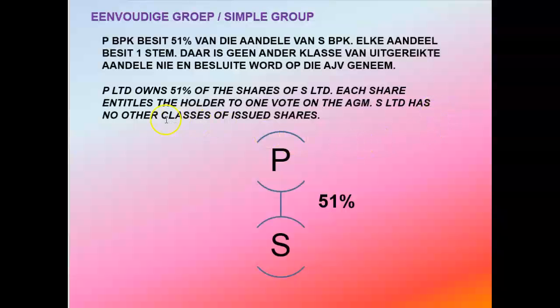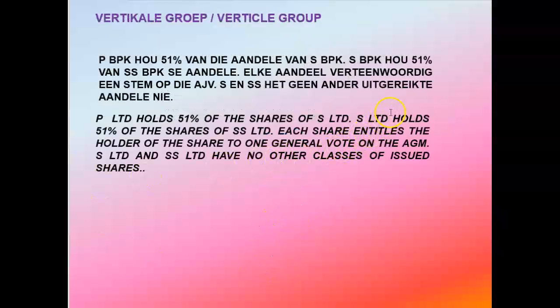S Limited has no other classes of issued shares. So there's only ordinary shares. So that means that P has 50% of the voting power at the AGM where the decisions are being either ratified or made. So that means that P effectively controls S. And P is the parent company, S is then the subsidiary company.